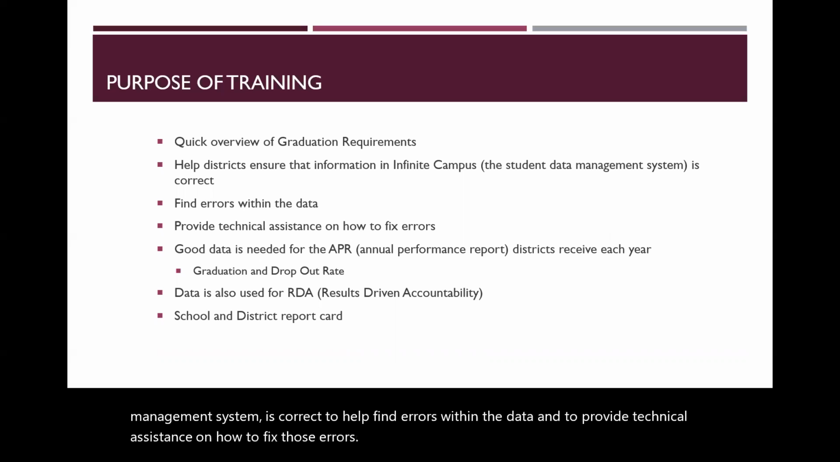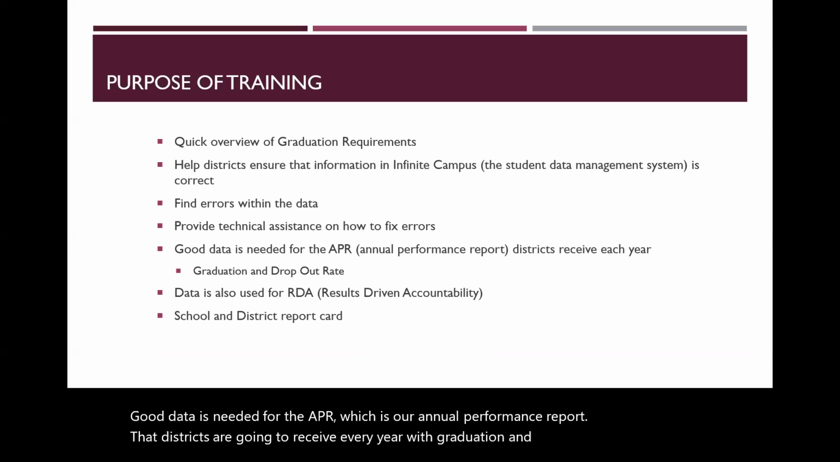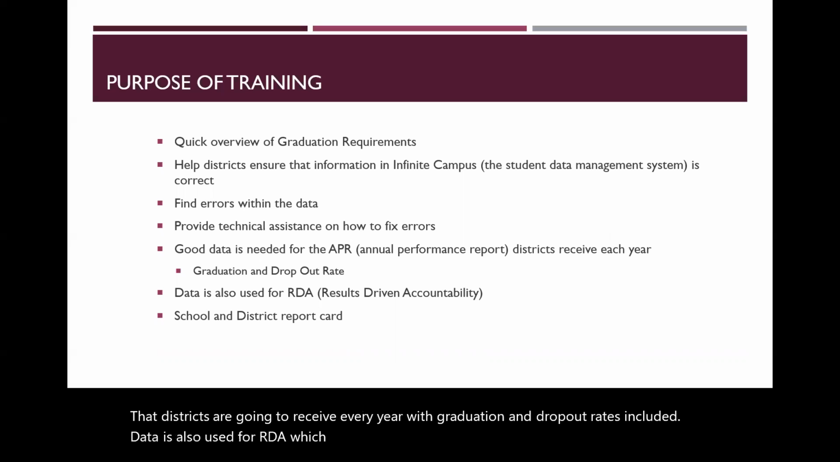Good data is needed for the APR, which is our annual performance report that districts are going to receive every year with graduation and dropout rates included. Data is also used for RDA, which is results-driven accountability, and school and district report cards.